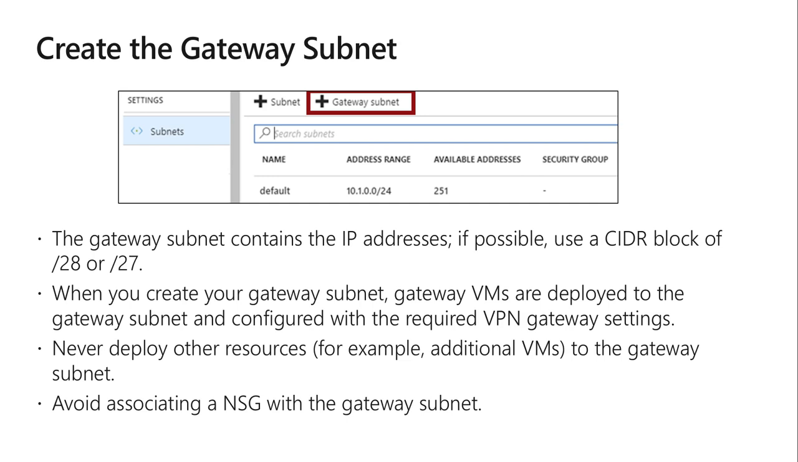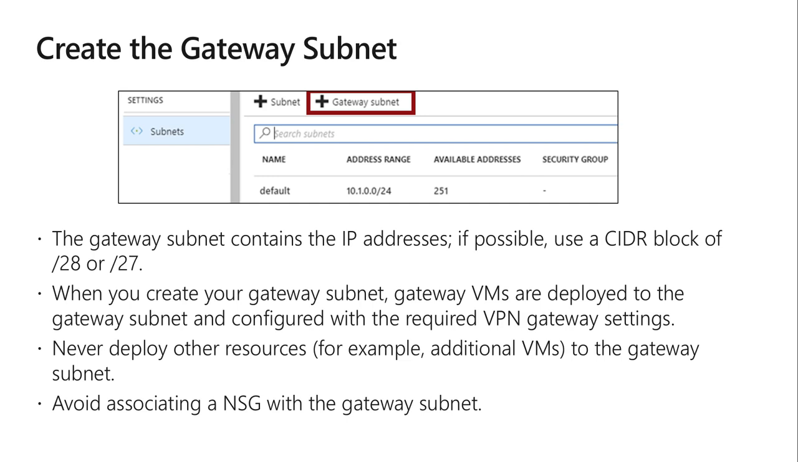And when you create your gateway subnet, the gateway VMs are deployed to the gateway subnet and configured with the required VPN gateway settings. You must never deploy other resources, for example additional VMs, to the gateway subnet. The gateway subnet must be named GatewaySubnet, right? So there's a lot of things you have to remember.